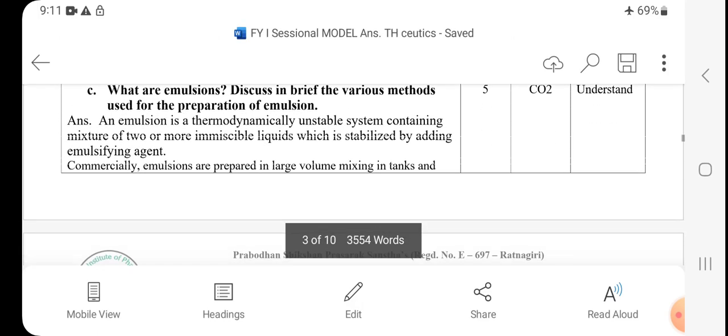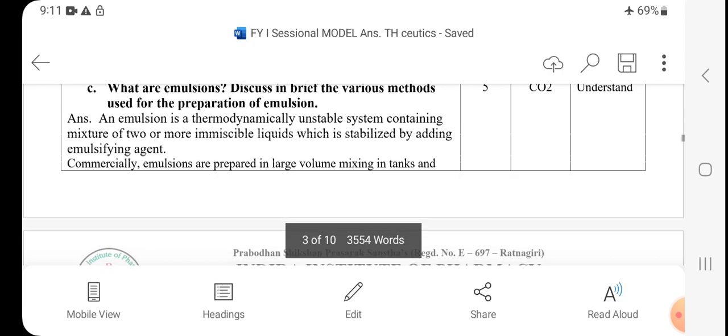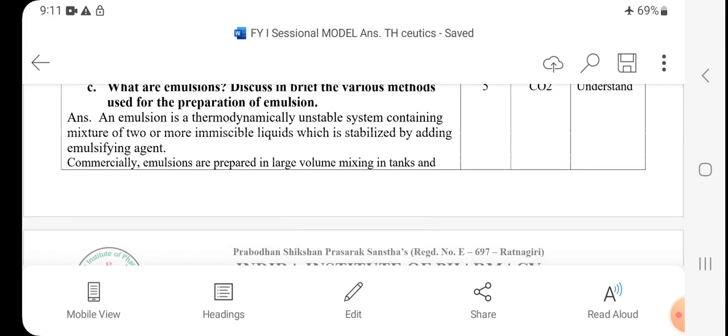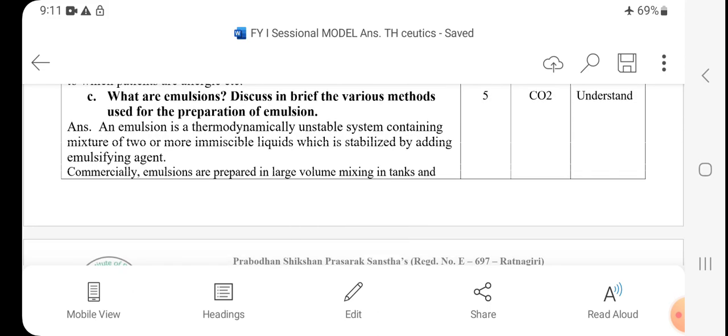After studying the last two questions in the previous part, next we will move toward the next long answer, 5 marks question. So the question is, what are the emulsions, and discuss in brief about the various methods for the preparation of emulsion. So firstly, in this you have to tell about the definition of the emulsion.